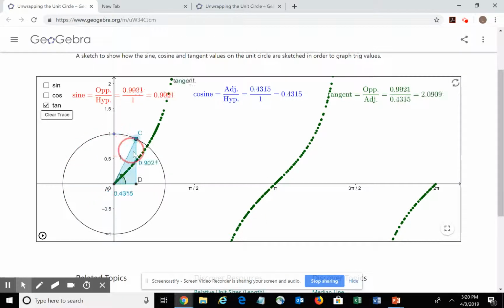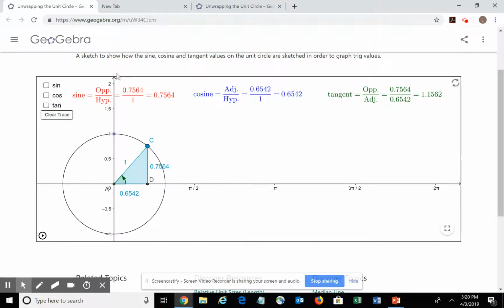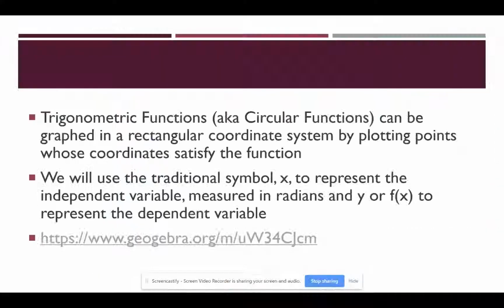So the idea that we're going to get into now is we're going to begin looking at the 2-dimensional graphs of the 6 trigonometric functions that we have been discussing. And we're going to look at them in 2 dimensions and how to create that picture within our rectangular coordinate system.